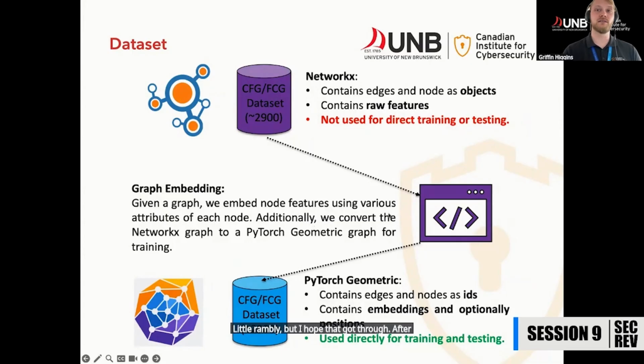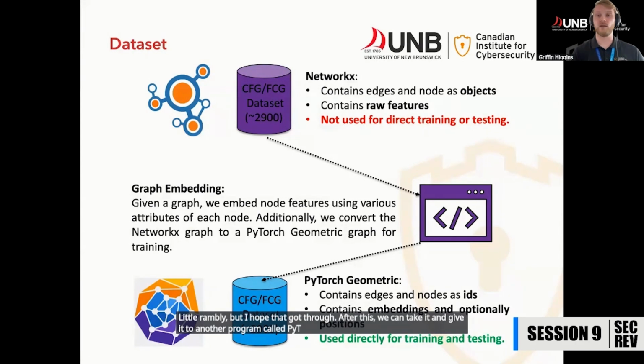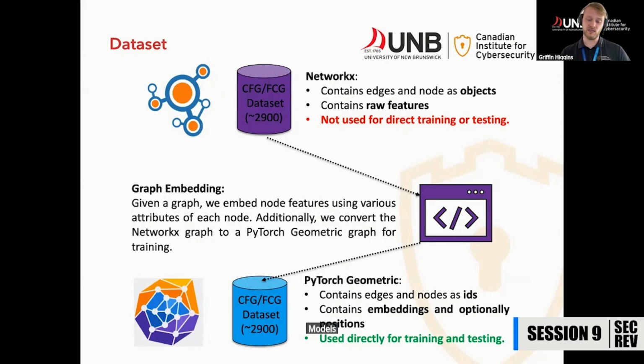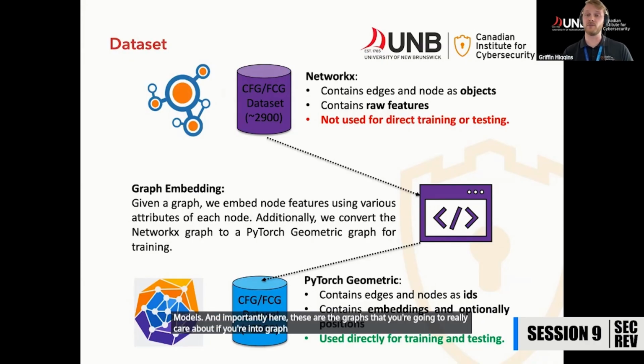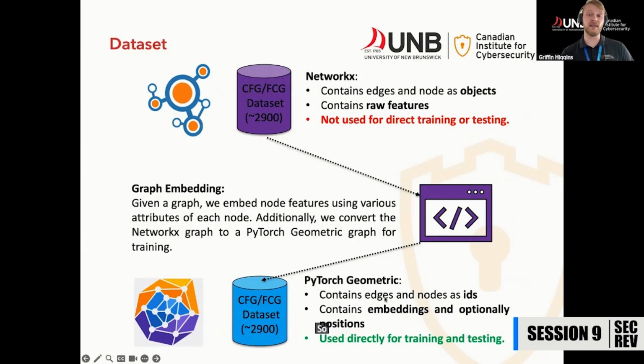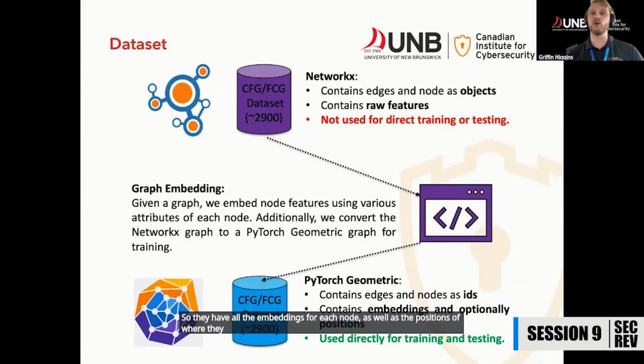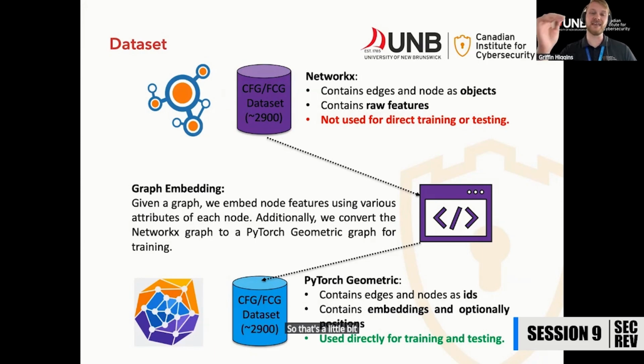After this, we can take it and give it to another program called PyTorch Geometric. And these are actually the graphs that we will use for training and testing all of our various graph learning models. Importantly, these are the graphs that you're going to really care about if you're into graph learning, or maybe if you're trying to merge these two fields of malware detection and graph learning. So they have all the embeddings for each node, as well as the positions of where they occur, because maybe you want to prune off some of the nodes, but also have references back to where they were in the original graph. So that's a little bit more about the different stages of this pipeline.